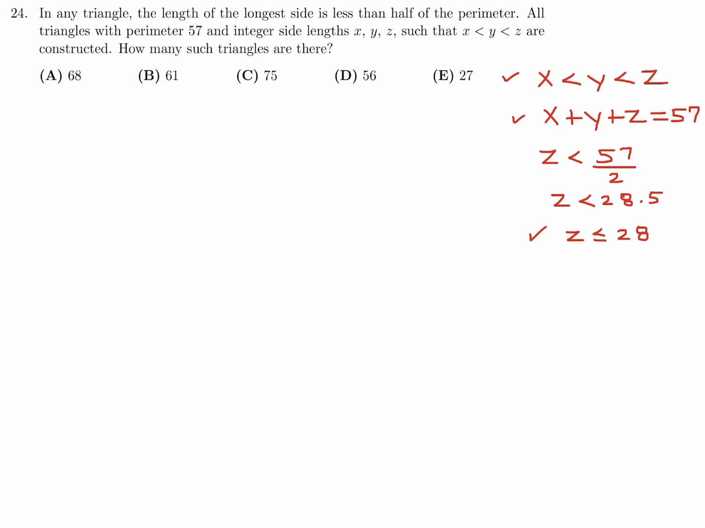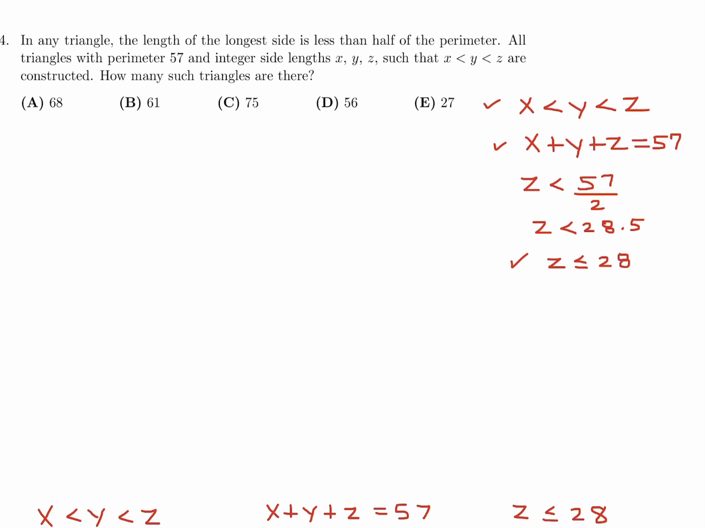The first one I'm going to do is, let's see, where do I want to start here? Oh, let's just start with z equals 28 and just keep going down. Might as well make it easy. So let's look at the first one, which is when z is equal to 28.